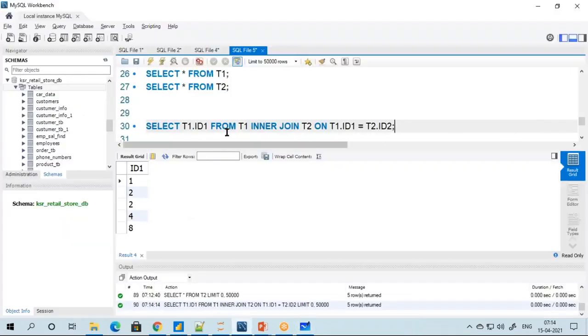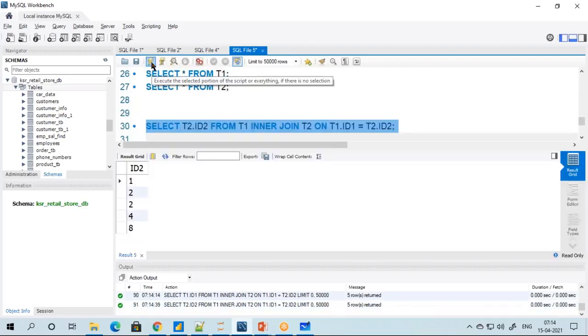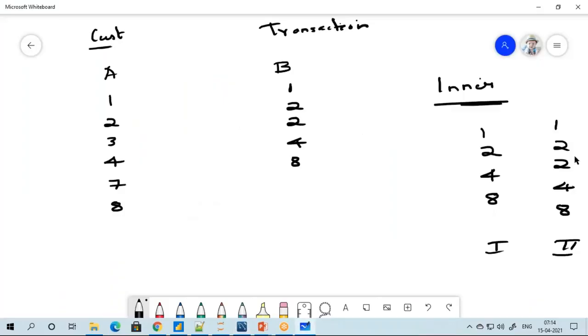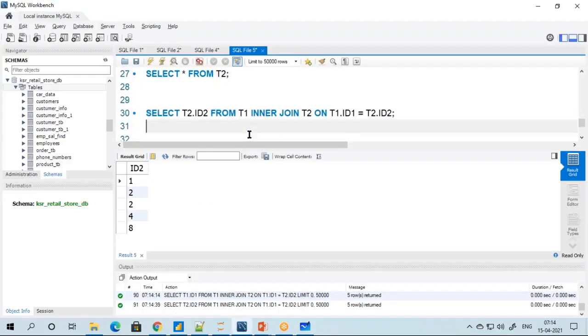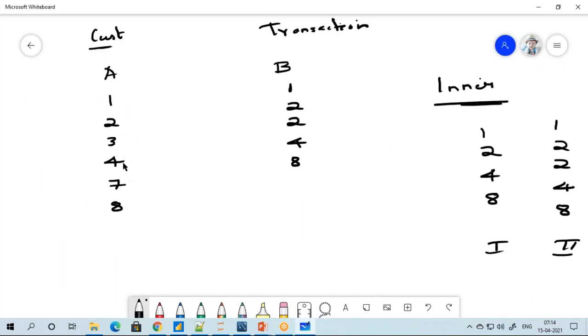Second one. Let us say I just go and do T2.id2. I'm selecting table 2's column. Let's see what comes. Same thing. Okay.